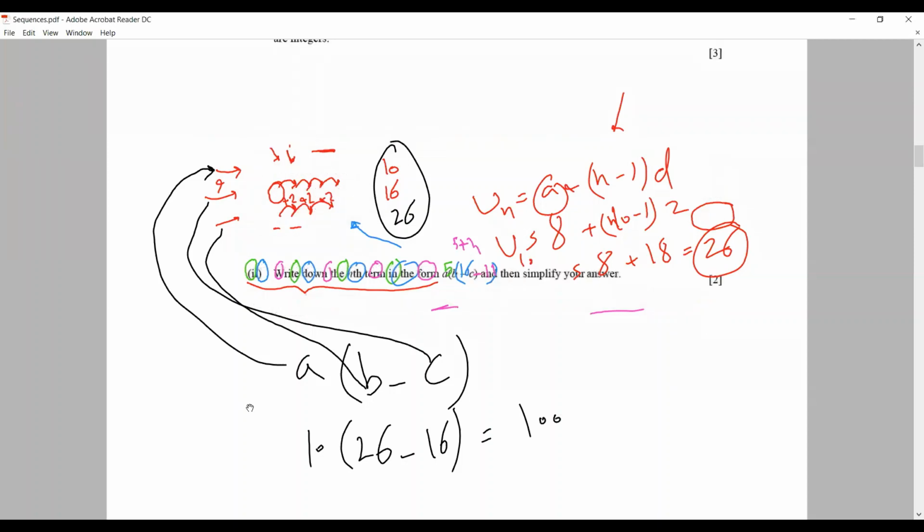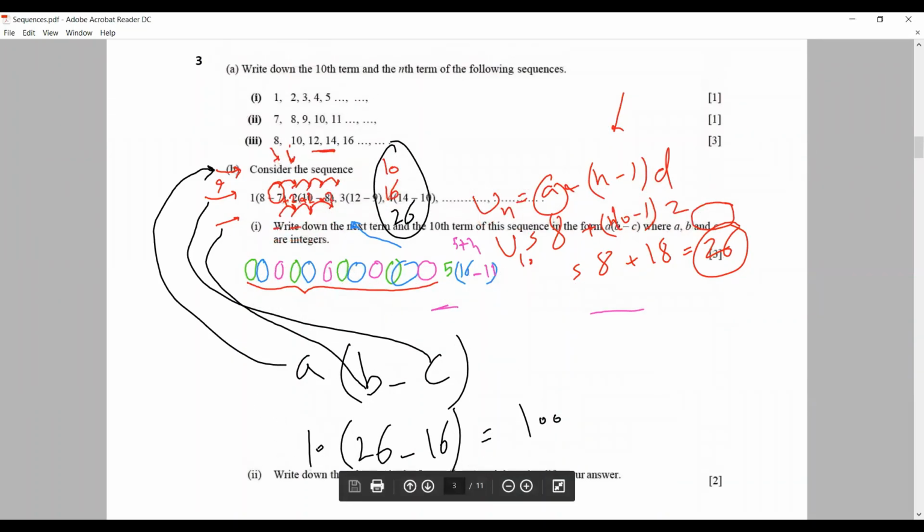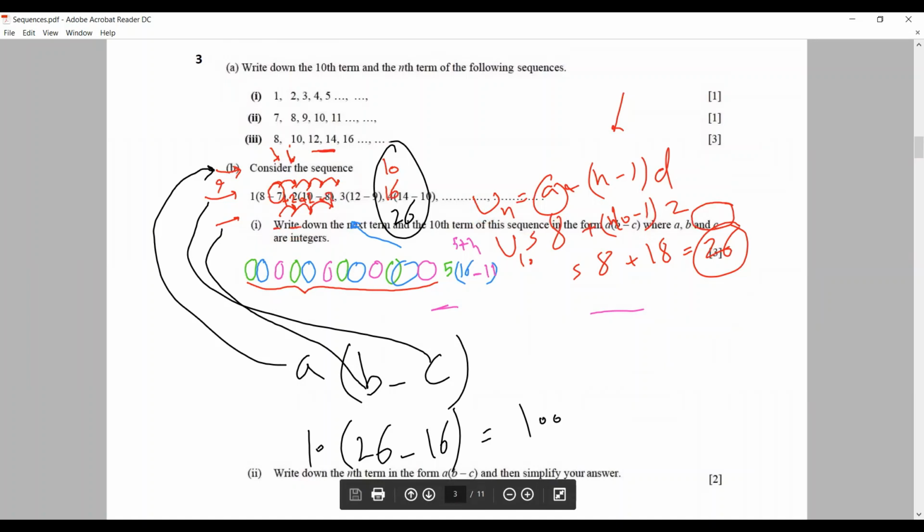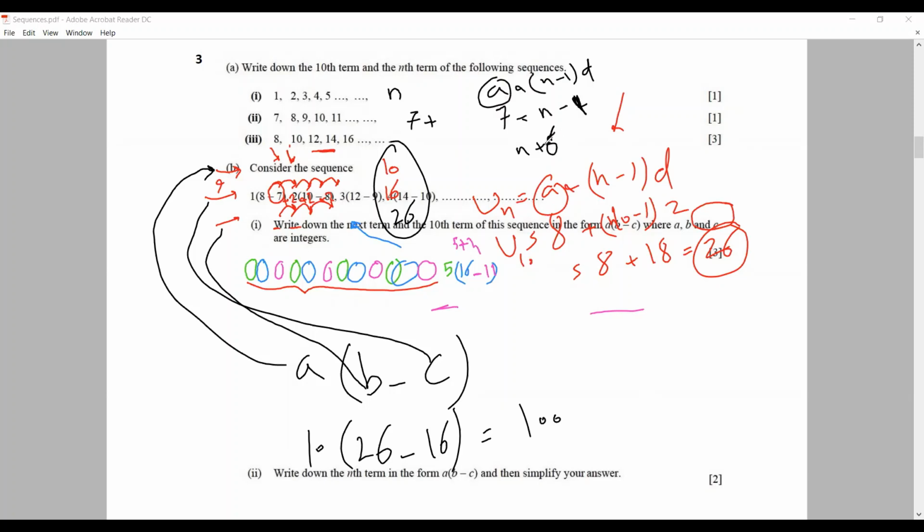As simple as that. Okay, there is one more part. Write down the nth term. So for that, we need the nth term for each of these sequences. The nth term for the first one is n. The nth term for this one is n plus 6, right? And then the last one is 8 plus n minus 1 times d, which d is plus 2. We get 8 plus 2n minus 2, which is 2n plus 6. So this is n, n plus 6, 2n plus 6.